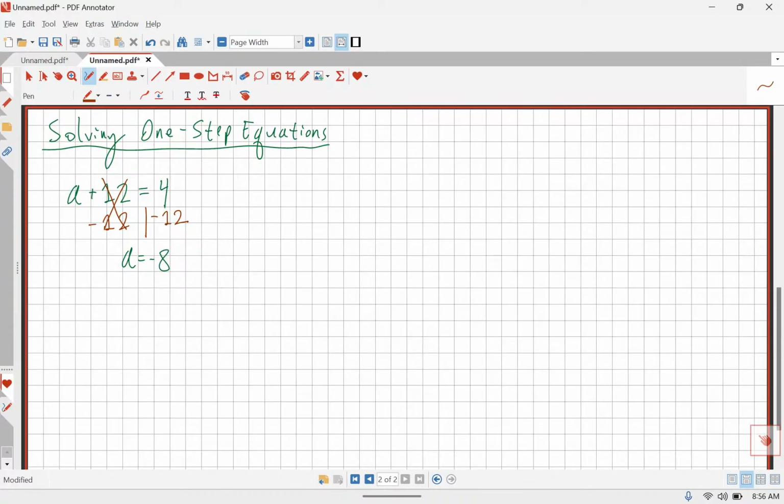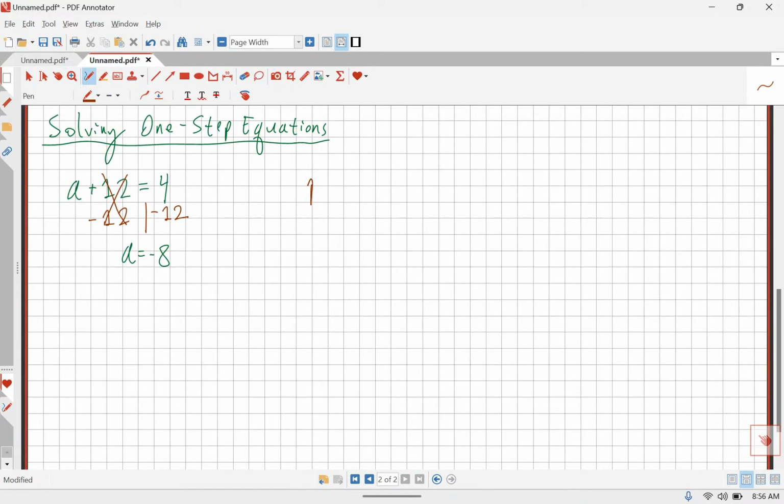Okay, after seeing that once, how many of us are feeling like we can manage these okay? These are, by the way, I think level 2s on your skill check. Let's try another. Got a pencil? How about B minus 7.8 equals -12.3?